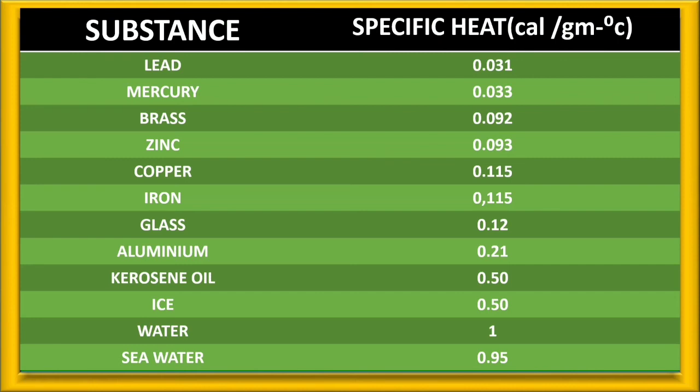The highest specific heat containing element is water. From this we can say water does not gain or lose its temperature faster. It is very slow compared to any other material in the table.